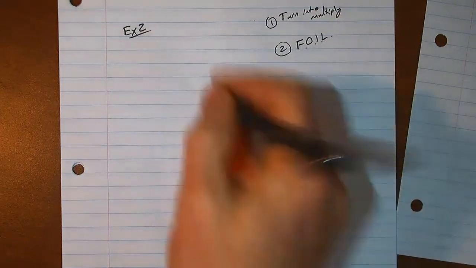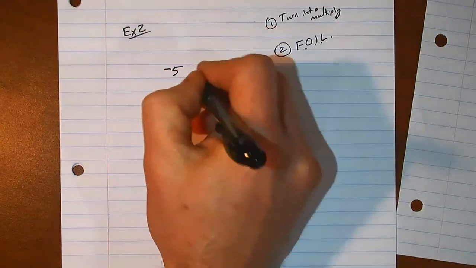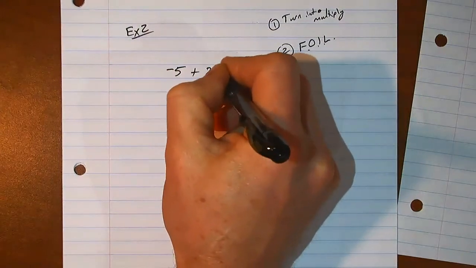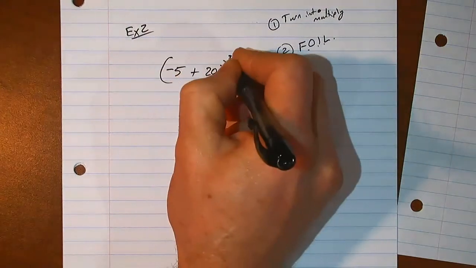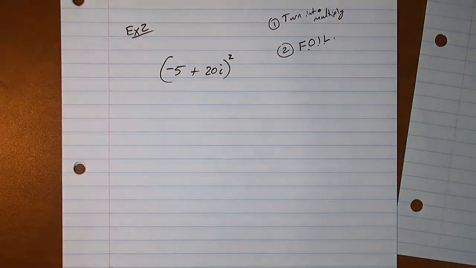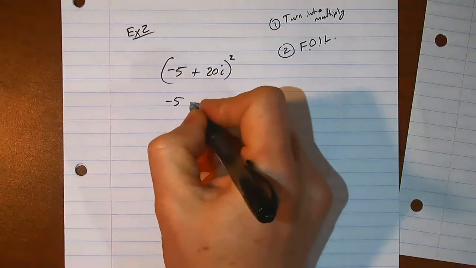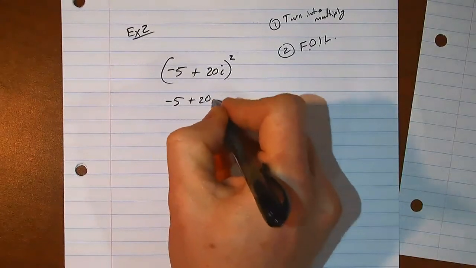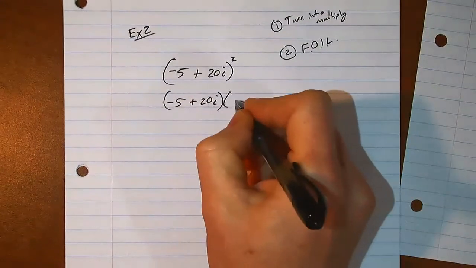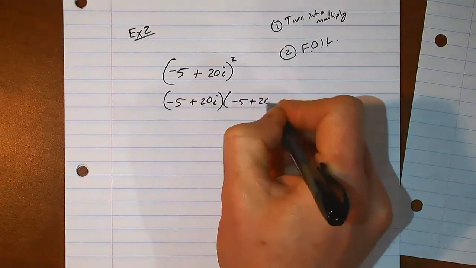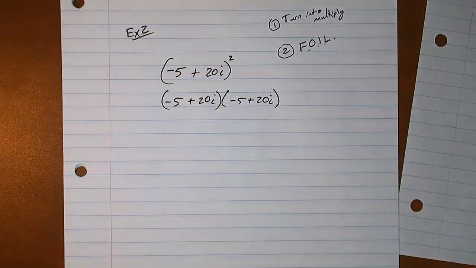So let's suppose that I have something like a -5 plus 20i, and I'm going to square that. We're going to get some big numbers in this one, but that's okay. We can handle it. We've got a calculator if we need it. All right. So the first thing I'm going to do is turn it into a multiply. That's the same step. Basically, no matter what method I'm using, that's my first step, is to turn it into a multiply.